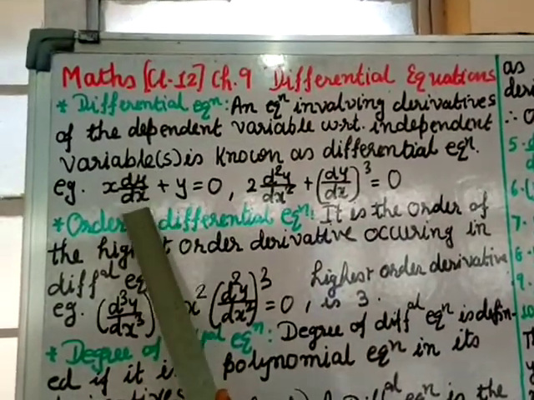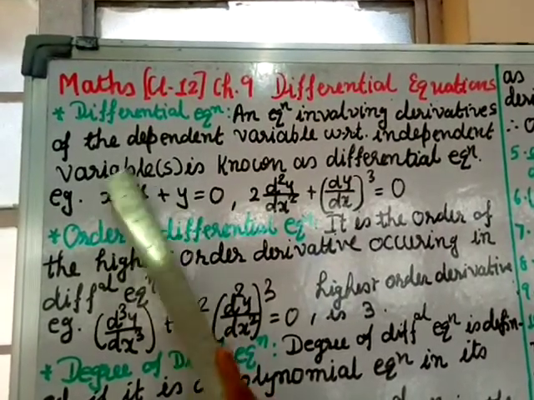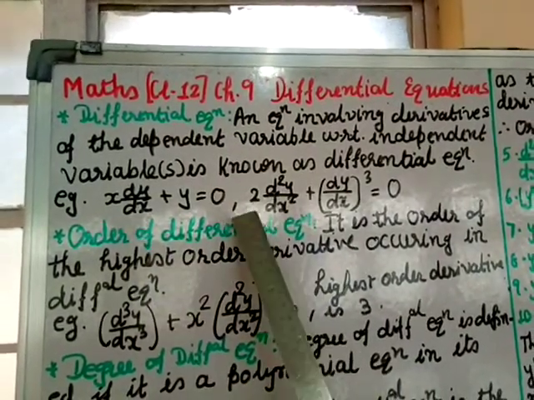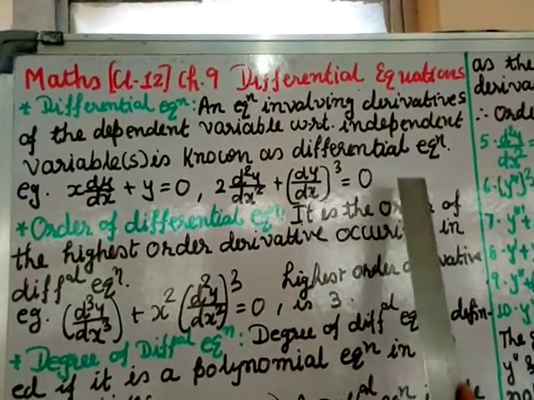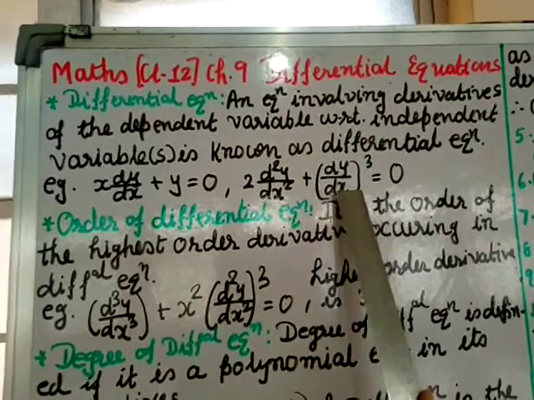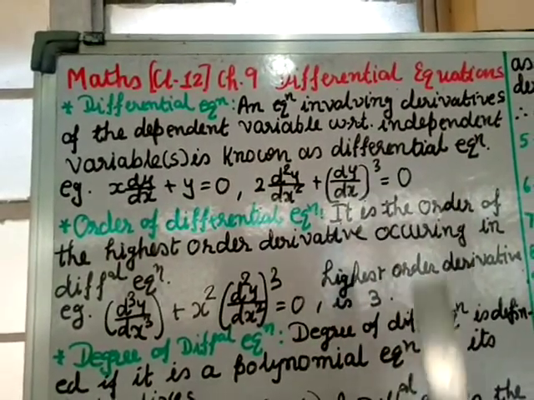Examples: x dy by dx plus y equal to 0. Here variables are x and y, and this is the derivative. Okay, the second one is 2 d square y by dx square plus (dy by dx) whole cube equal to 0. Now here also we can see second order, third power and first order. So there are derivatives, so we can say this is a differential equation.